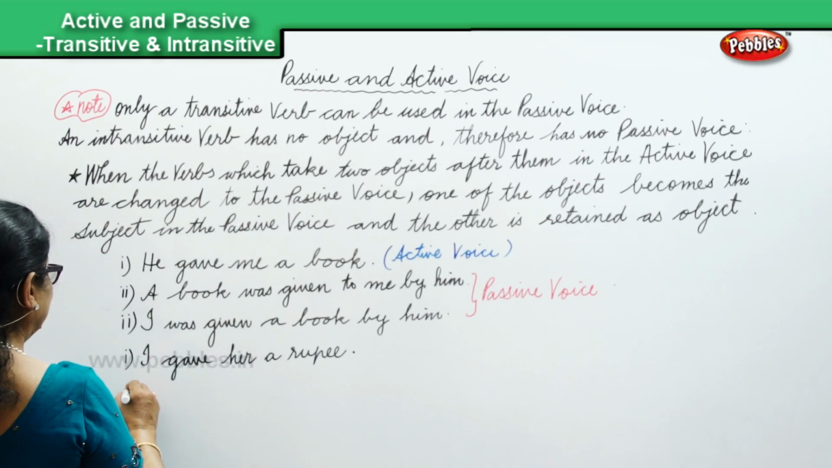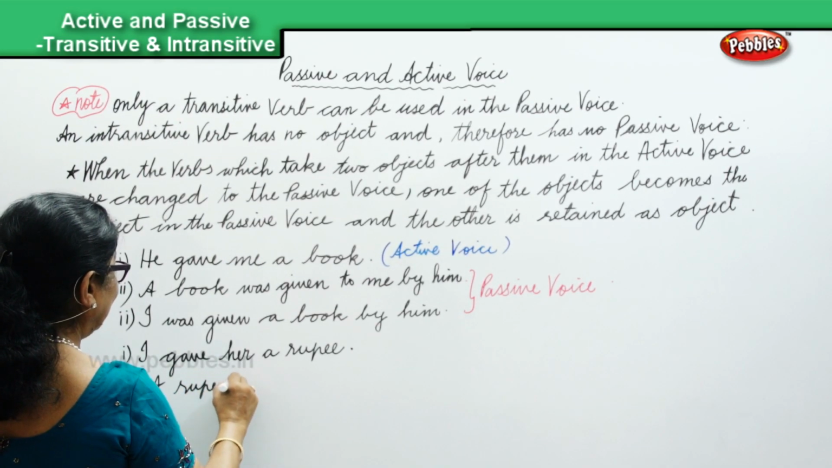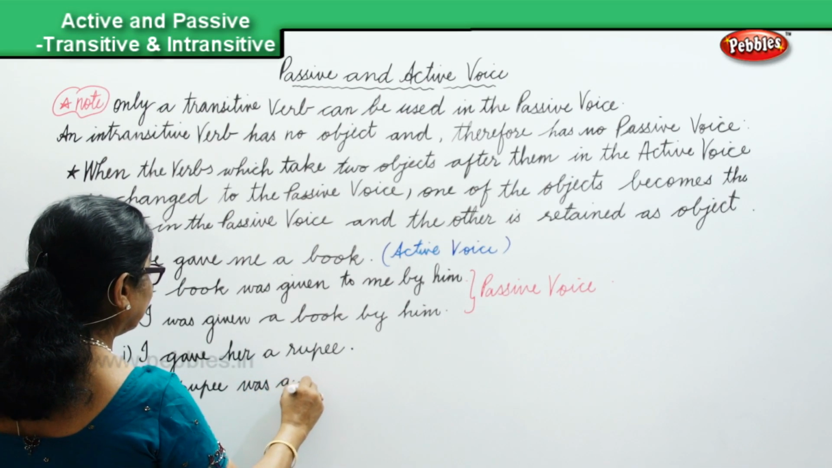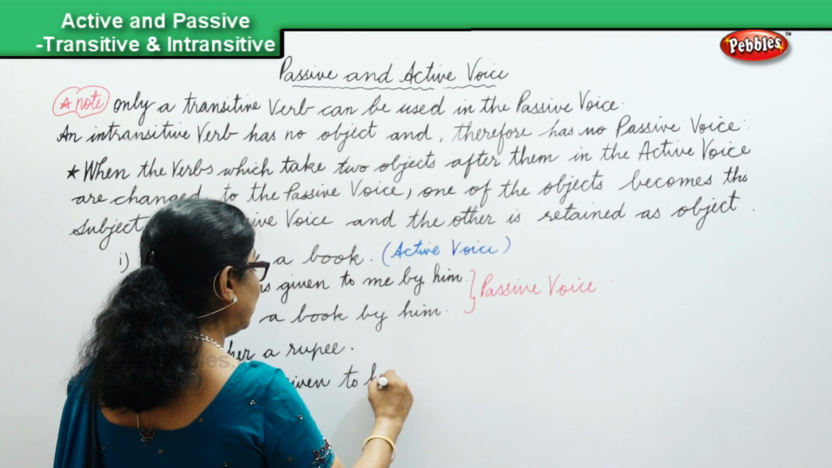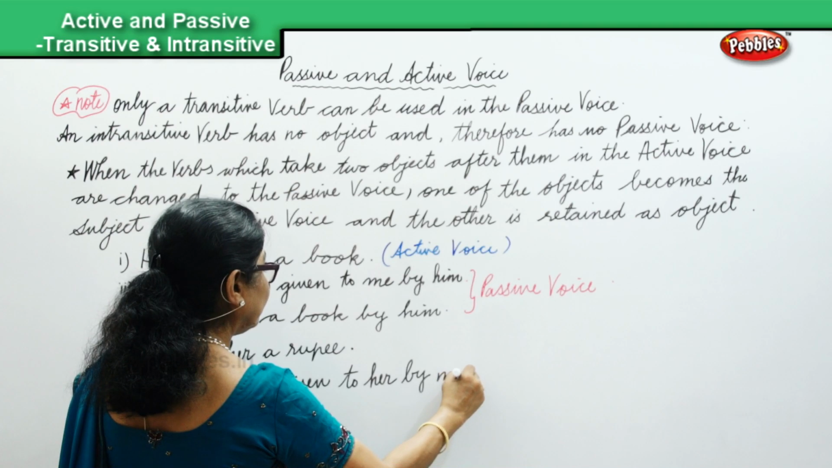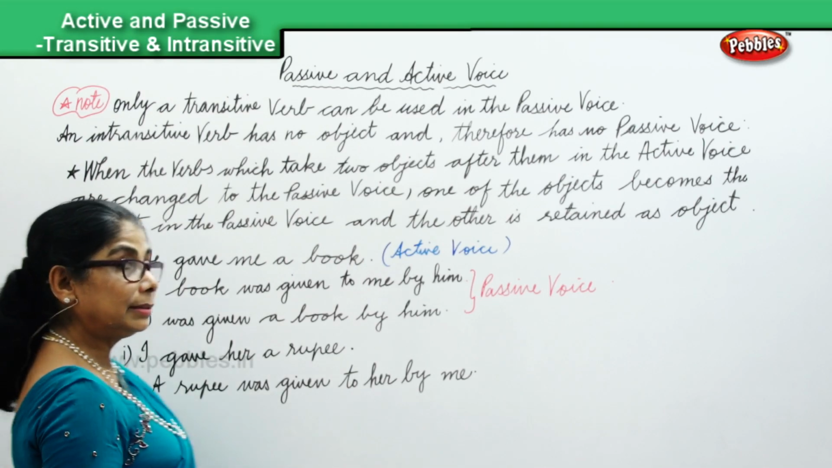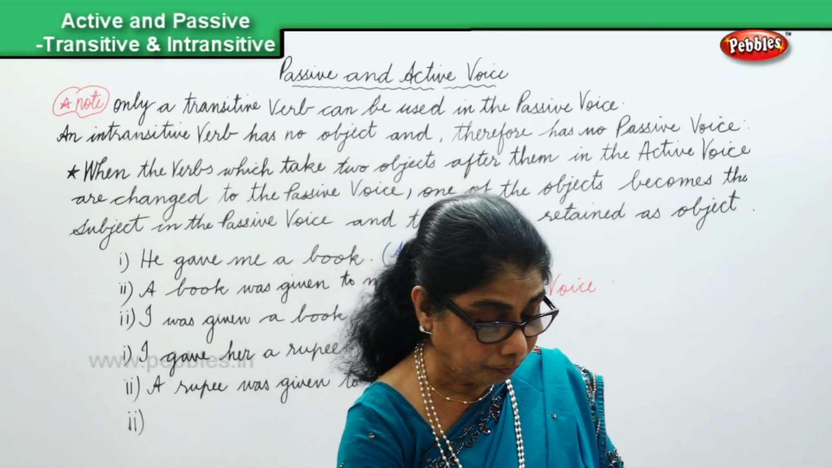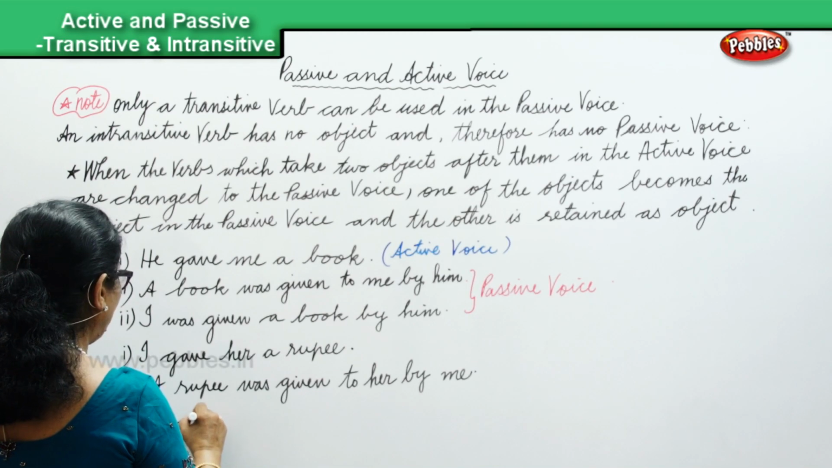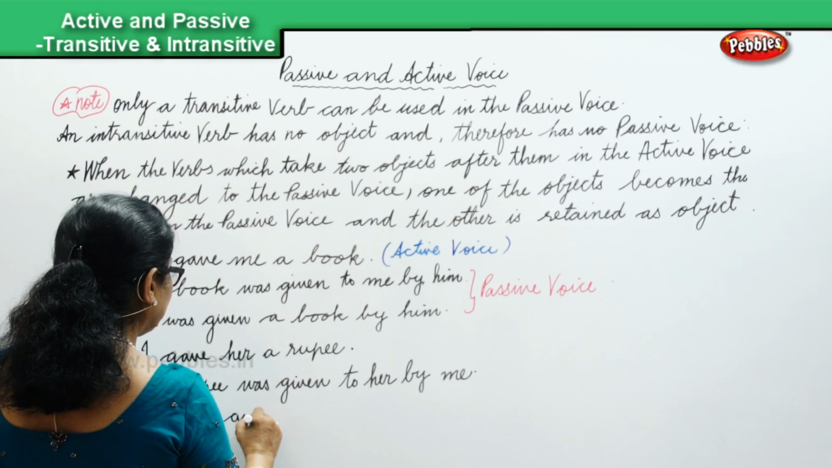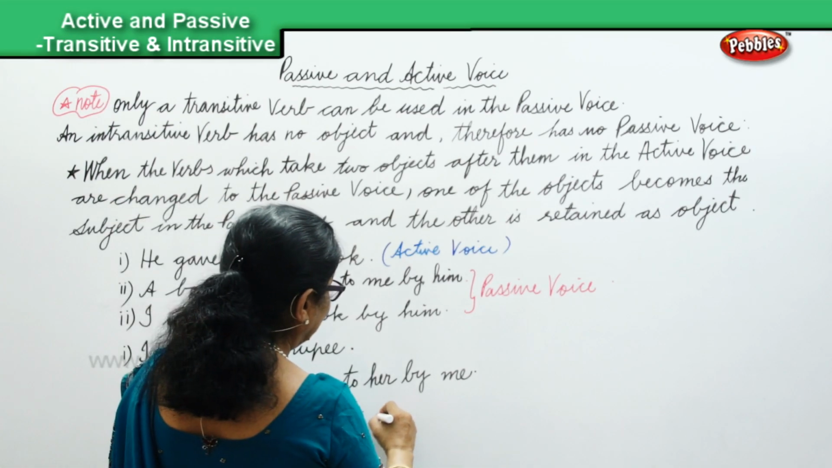Like, a rupee was given to her. A rupee was given to her by me. Now, another way of writing the same passive voice, we will say, she was given a rupee by me. She was given a rupee by me.